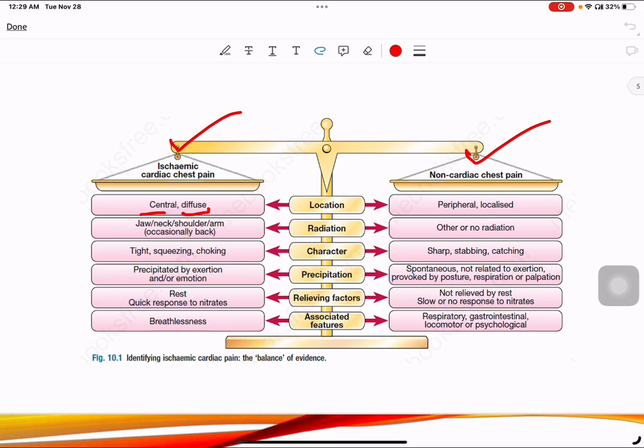On the other hand, non-cardiac peripheral chest pain is peripheral, localized, with no radiation, and is sharp, stabbing or scratching in nature. It is not relieved by rest, but it may be provoked by posture, respiration or palpation. It has no or slow response to nitrate. It may be associated with other symptoms of the respiratory system, gastrointestinal system, locomotor or psychological system. So that is very different from central cardiac chest pain.